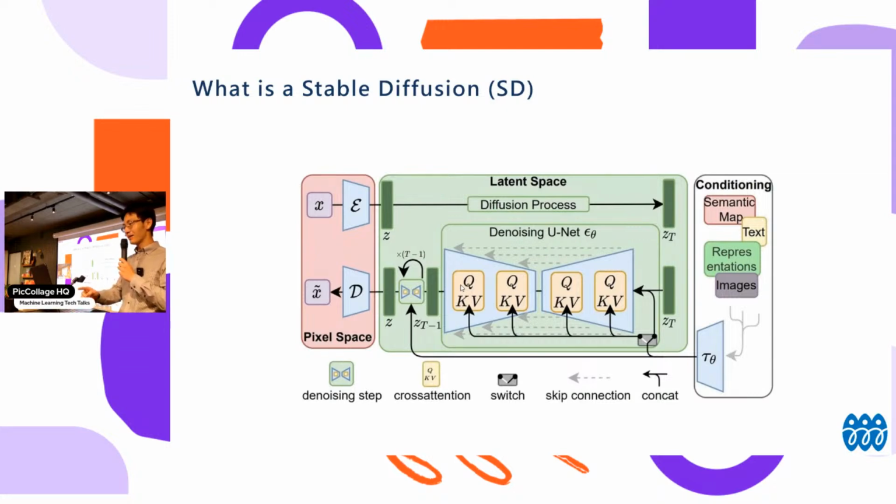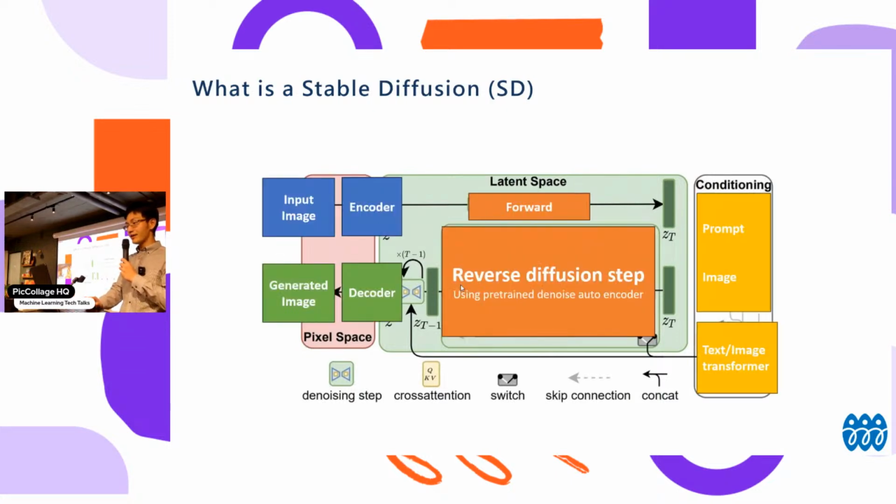Actually, this is how Stable Diffusion works, but it's quite complicated, so I will try to summarize it. This is the structure of Stable Diffusion. We input the image into the encoder and send it into the forward diffusion in the latent space, combining with the prompt and image. After that, we send it back into the reverse diffusion step, then to the decoder, and we get the image.